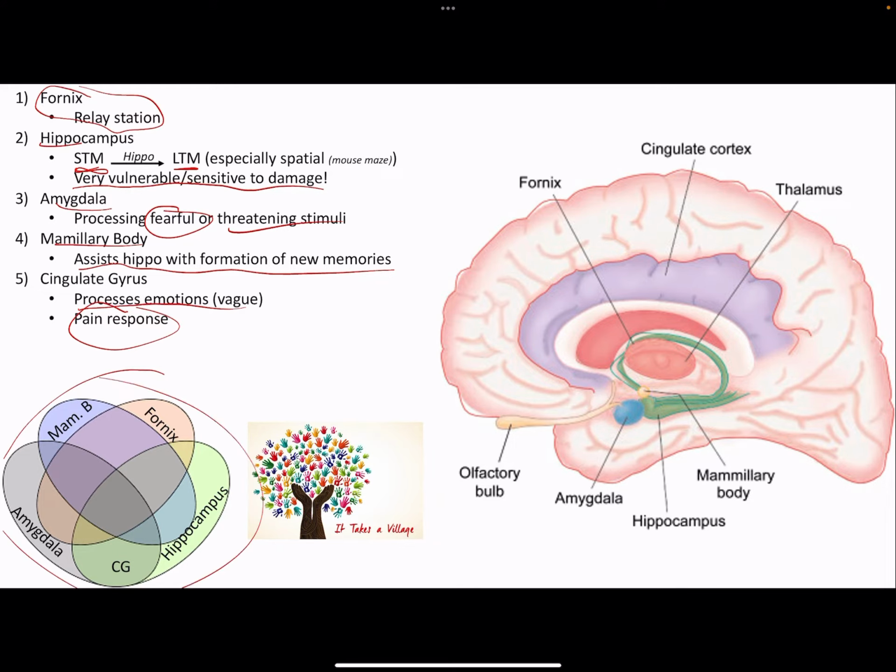We have this silly Venn diagram picture here just to show that there's a lot of overlap between a lot of what these things do. And again, there's very fuzzy borders, and it's not as tight-knit as something like the basal ganglia. But you need a lot of these working together to have a functioning memory and emotional system. Also, the olfactory bulb here. This is the only cranial nerve. We have 12 cranial nerves.